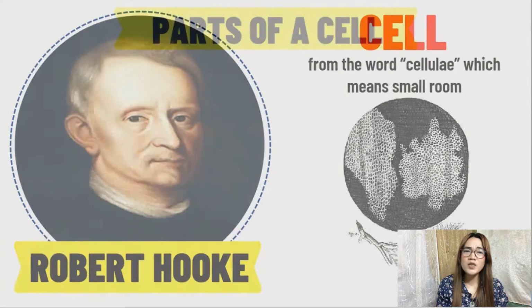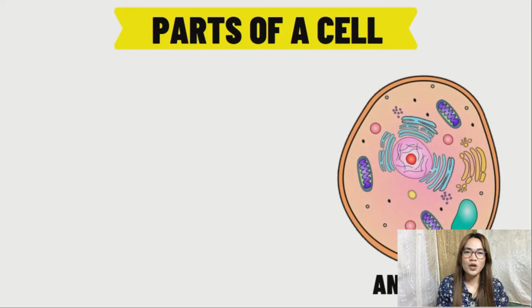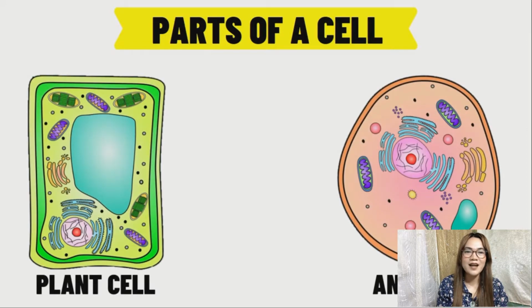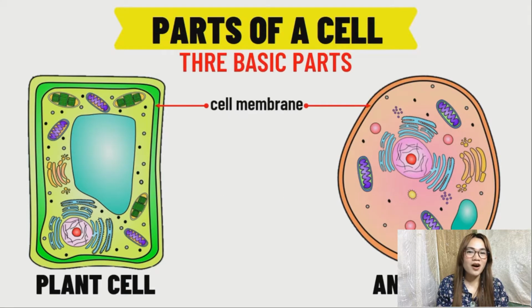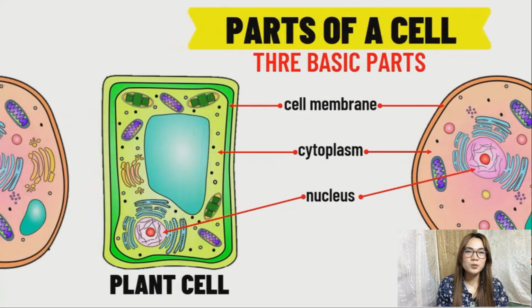Let us now explore the different parts of a cell. The two types of cells that you are going to encounter in this video are animal and plant cells. Whether animal or plant cells, and even other organisms like bacteria, they share three basic parts. These are the cell membrane, nucleus, and the cytoplasm.